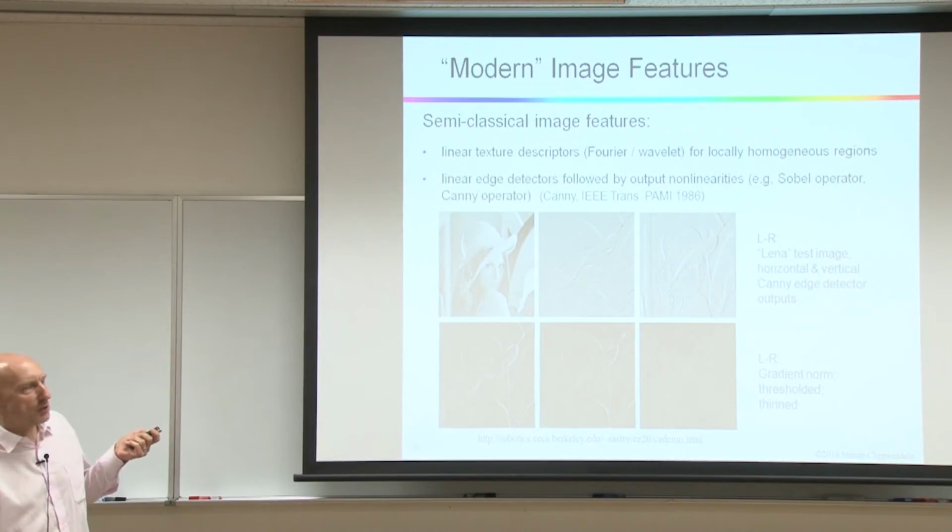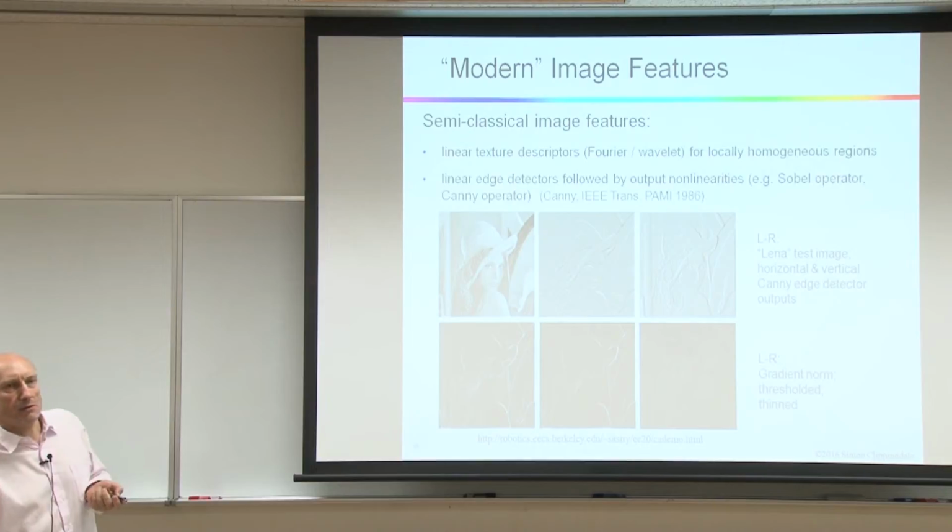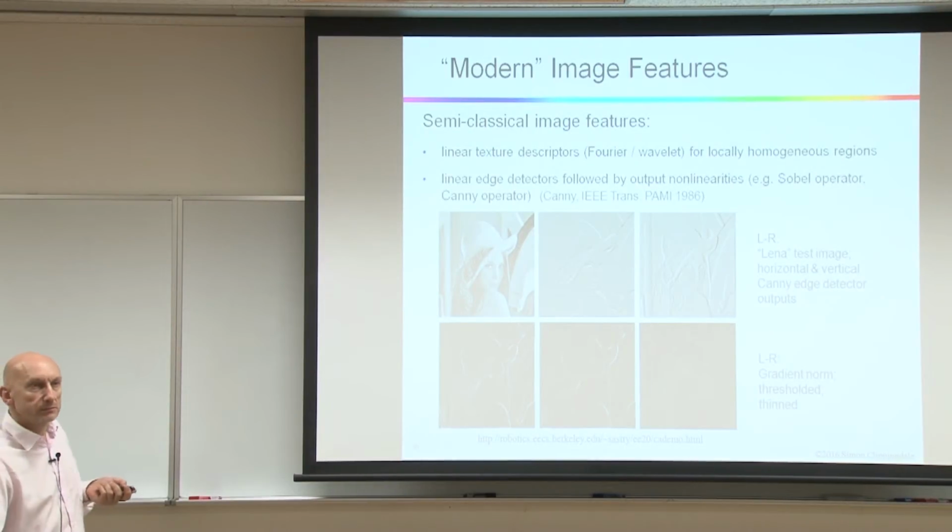Some classical image features, these are quite old now, but Fourier transforms and wavelet transforms. Does everyone know what a Fourier transform is? No, maybe one or two people, or maybe not.